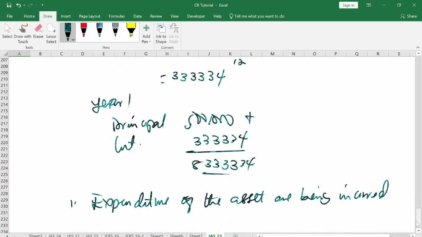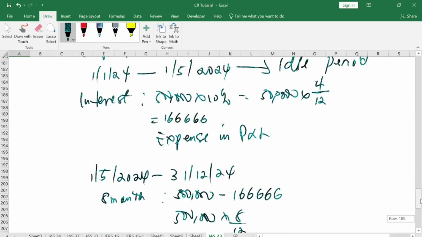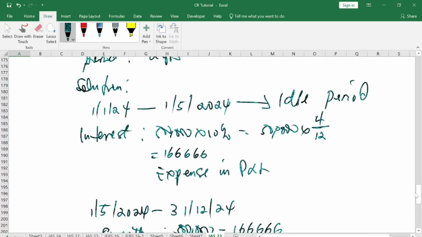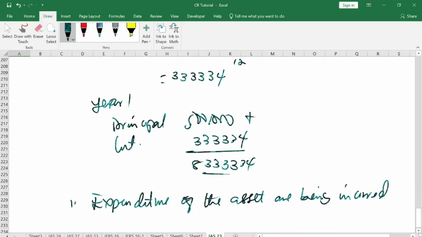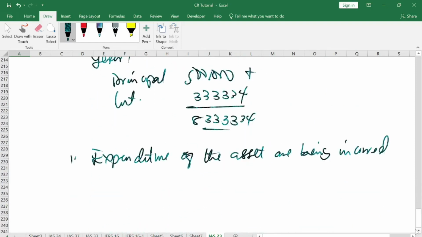So when you look at the first 4 months, the expenditure on the asset has not been incurred yet because the money was sitting idle. If the money is sitting idle, for that period you will expense it in the P&L. When you start using the loan to build assets, that's what is called expenditure on the asset being incurred. At that moment, every interest will be capitalized to the loan that you took.